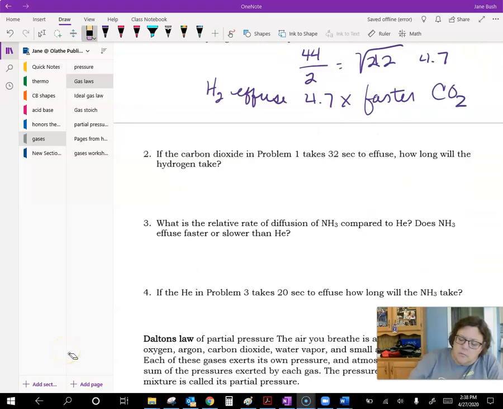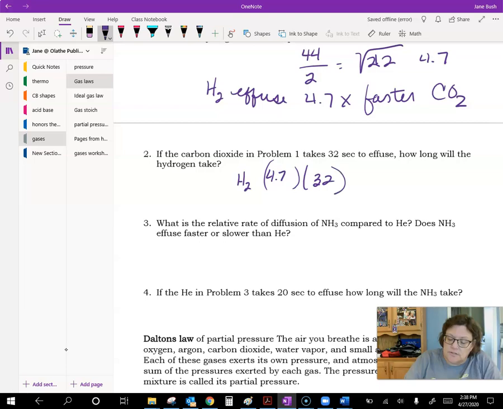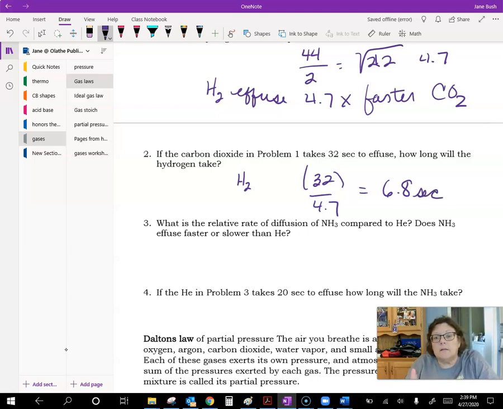All right, so we know that the hydrogen will diffuse 4.7 times faster than the carbon dioxide. So if the carbon dioxide takes 32 seconds to diffuse, the hydrogen is going to be 4.7 times faster than that. So we're going to divide 32 by 4.7. And the hydrogen then would be 6.8 seconds. Think about that.